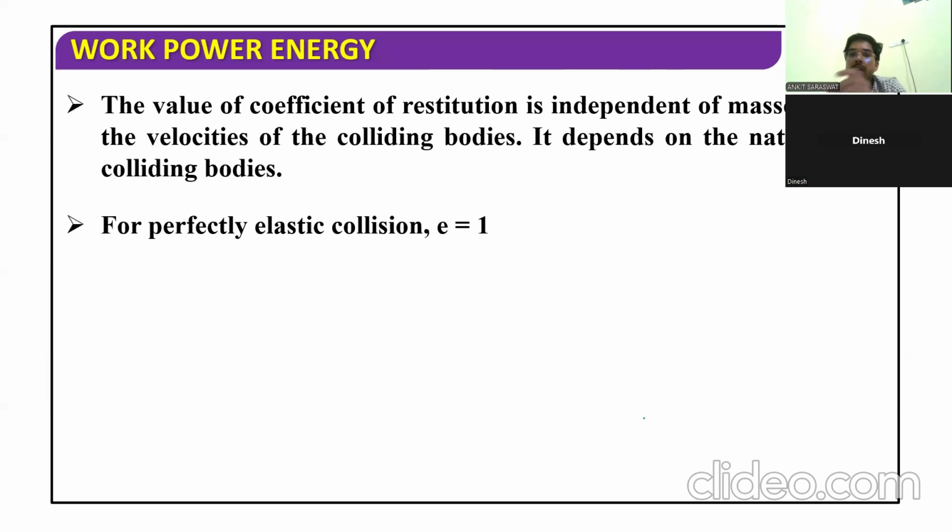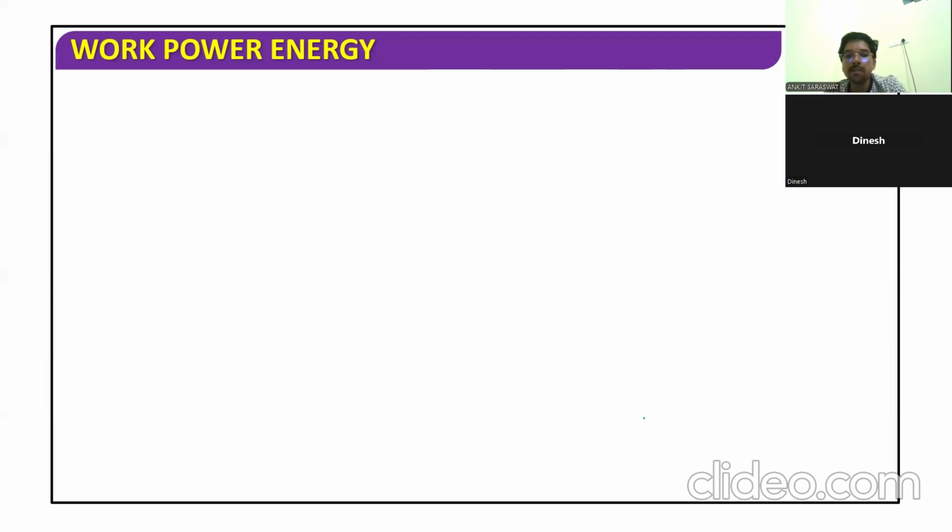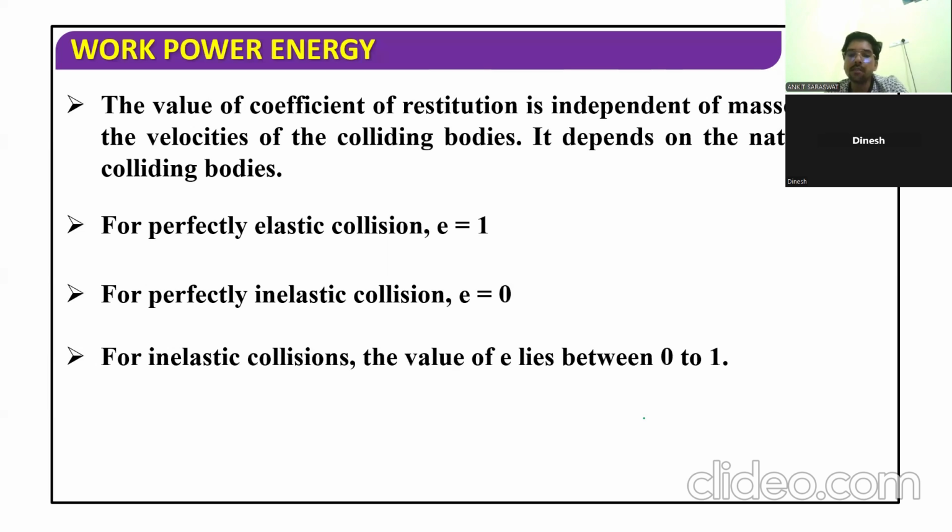It depends on the nature. If the nature of collision is elastic, E will be 1. If the nature of collision is perfectly inelastic, E will be 0. Clear? For inelastic collision, the value of E lies between 0 and 1. This is what I have already explained. Is it okay? Any doubt?